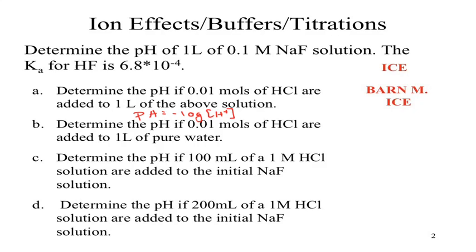It says if 0.01 moles of HCl are added to 1 liter. What is HCl? It's a strong acid, which means it completely dissociates into the ions, which means we don't have to worry about any equilibria. And what ends up happening, the concentration of H+ ends up equaling the concentration of HCl to start with.